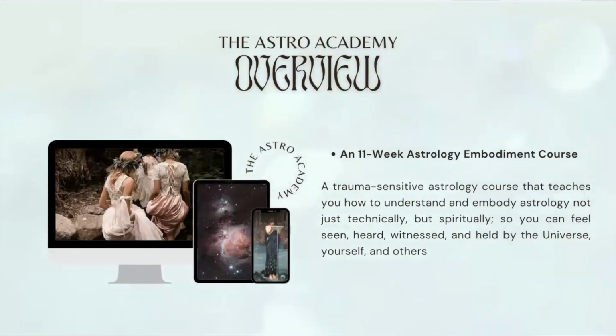So I mentioned at the beginning, I did want to share, and I'm very excited to share, that I'm going to be running the Astro Academy. This is an 11-week astrology embodiment course. It's a trauma-sensitive astrology course that teaches you how to understand and embody astrology, not just technically, right? We went through some technical information earlier in this presentation, but this is about spiritually unlocking the meaning of astrology so that we can feel seen, heard, witnessed, and held by the universe, by ourselves, and by other people as well.